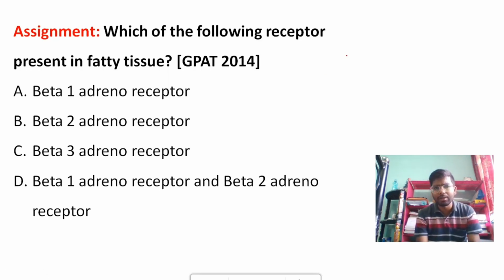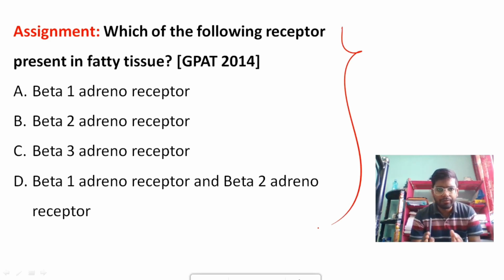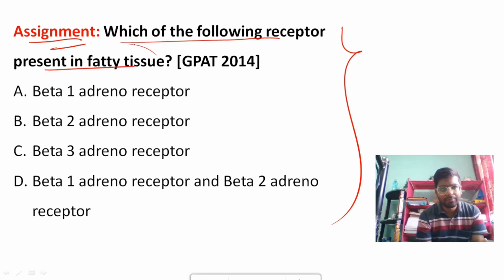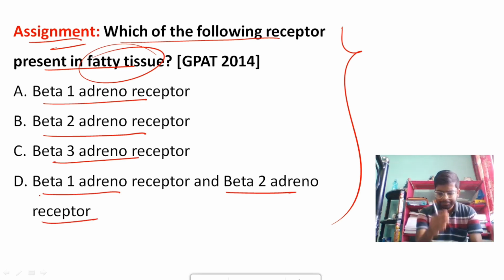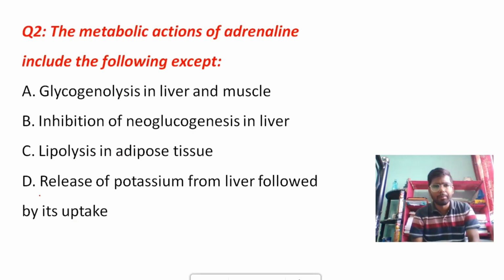So I am giving you a home assignment. All of you who are watching this video, please do comment the answer to this question in the comment section below. I have discussed this in this video already. Assignment number 1: which of the following receptors is present in fatty tissue? Options are beta 1 adrenoreceptor, beta 2 adrenoreceptor, beta 3 adrenoreceptor, and beta 1 and beta 2 adrenoreceptors both. I have discussed it already. Very easy question. Please do comment the answer.